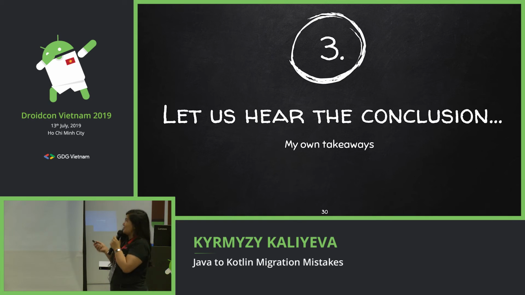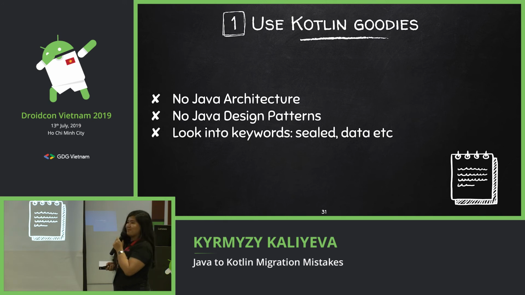Here are my own takeaways, what I have learned from 4 or 5 months of migrating my application from Java to Kotlin. Maybe it will help. First, use Kotlin goodies. There is no Java architecture, no Java design patterns. Before you just convert it like me, better you go and read about the special things in Kotlin. Maybe there are sealed classes, data classes, or special design patterns that you can use.